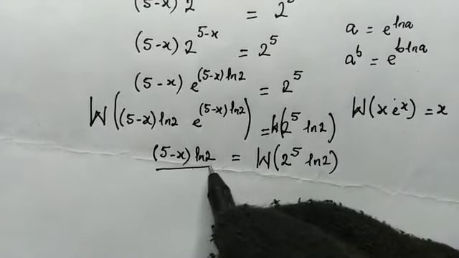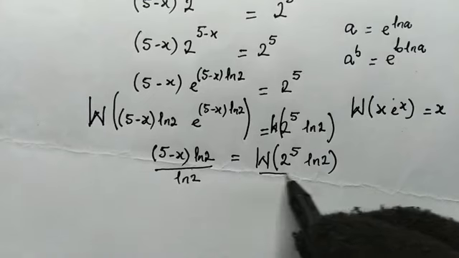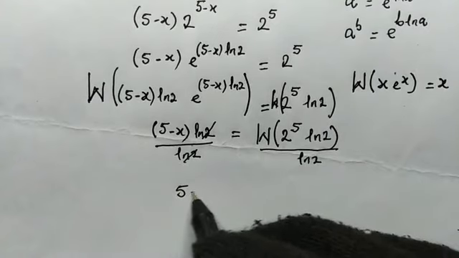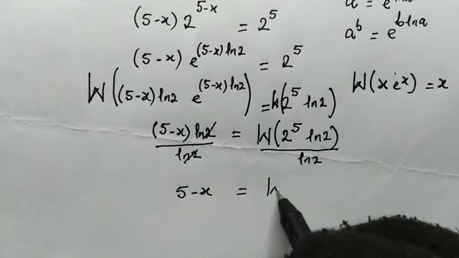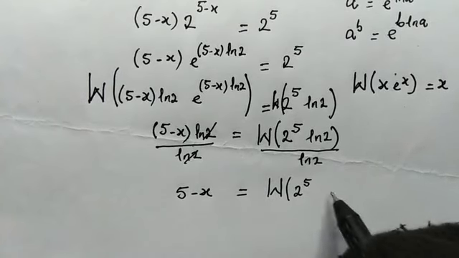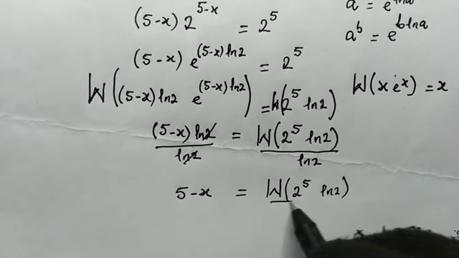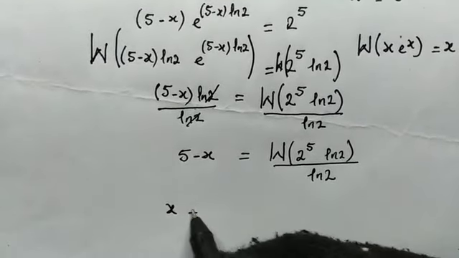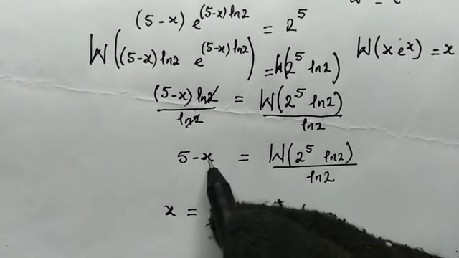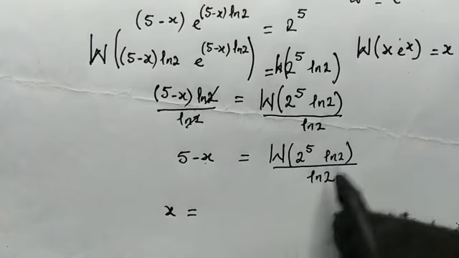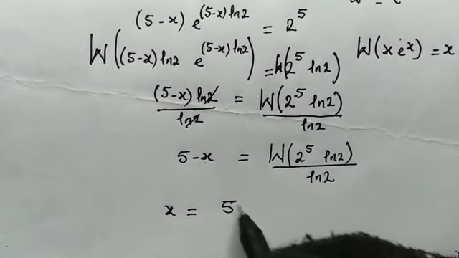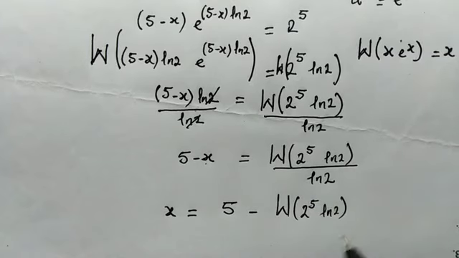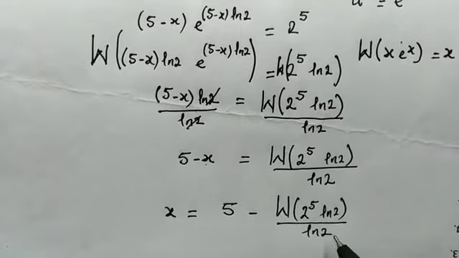So let's quickly divide both sides by the ln of 2. Divide here by the ln of 2, so this will cancel this. From here we have 5 minus x equal to the W of 2 to the power of 5 times the ln of 2, divided by the ln of 2. So from here, let's quickly solve for x. If 5 minus x will give us this, therefore x is also equal to 5 minus this, which is at the right hand side. So we have here 5 minus the W of 2 to the power of 5 times the ln of 2, divided by the ln of 2.